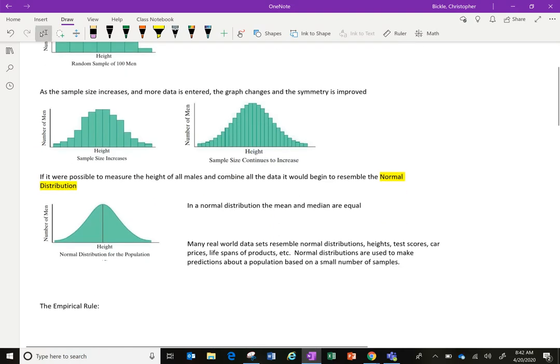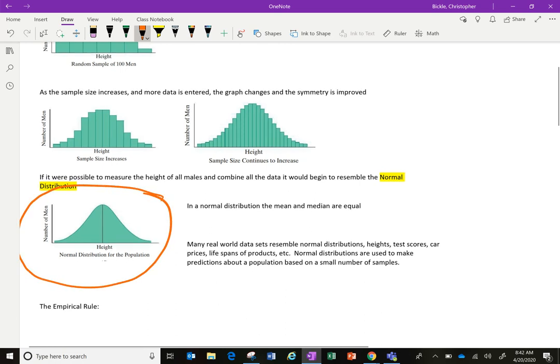And you guys have seen this graph before. This graph right here is the graph of the normal distribution. It's symmetric on both sides, left and right, kind of perfectly to the mean. In a normal distribution, one thing that's important, the mean and the median are equal. So our mean and the median are the same, and the data is spread evenly on both sides. Many real-world data sets resemble a normal distribution.